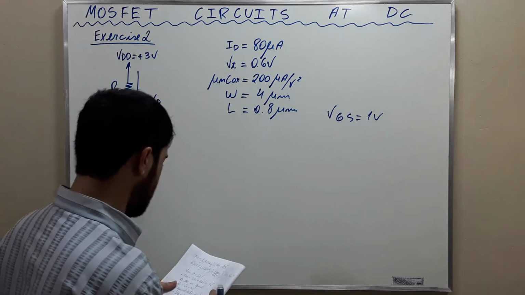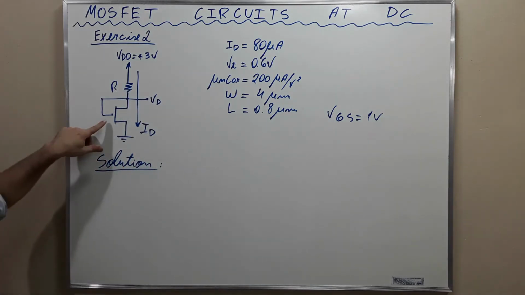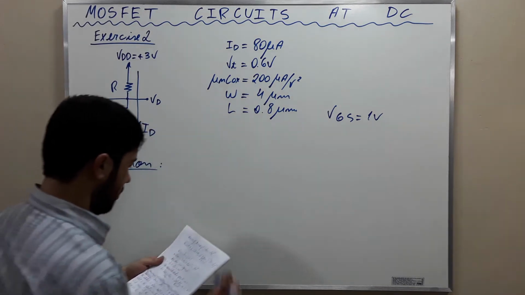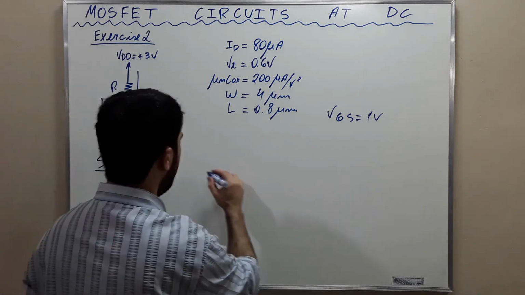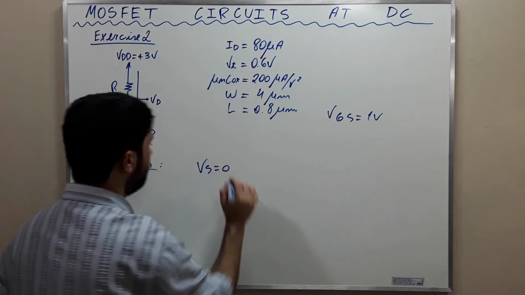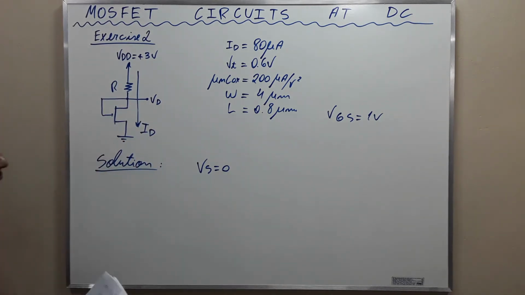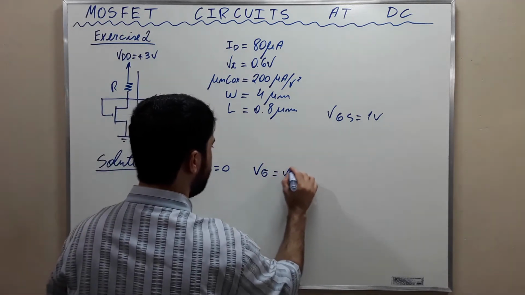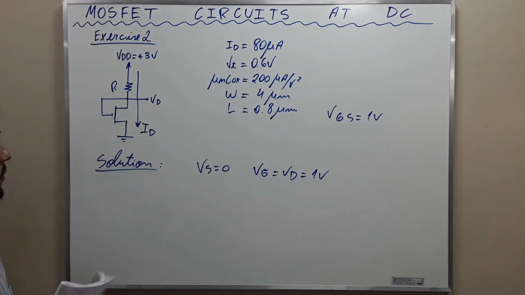And as VG is equal to VD, and as VS is 0, we know that VS is 0 because the source has been grounded. Okay, then VG is equal to VD equal to 1 volt. Okay, we have calculated all the voltages.